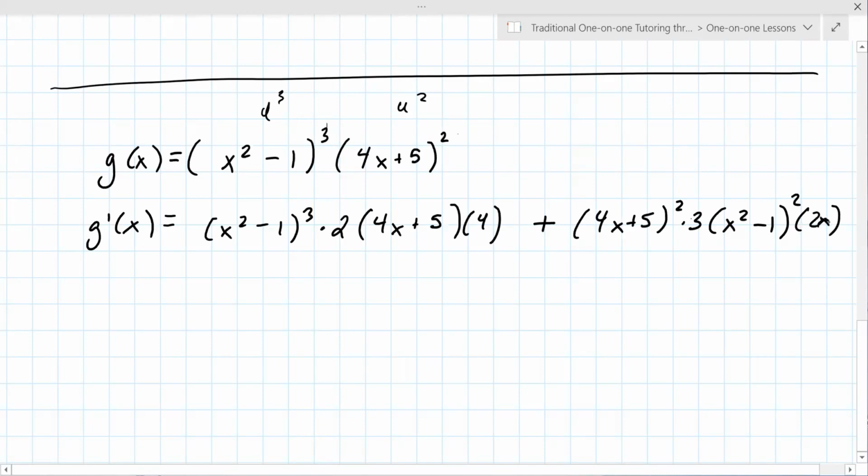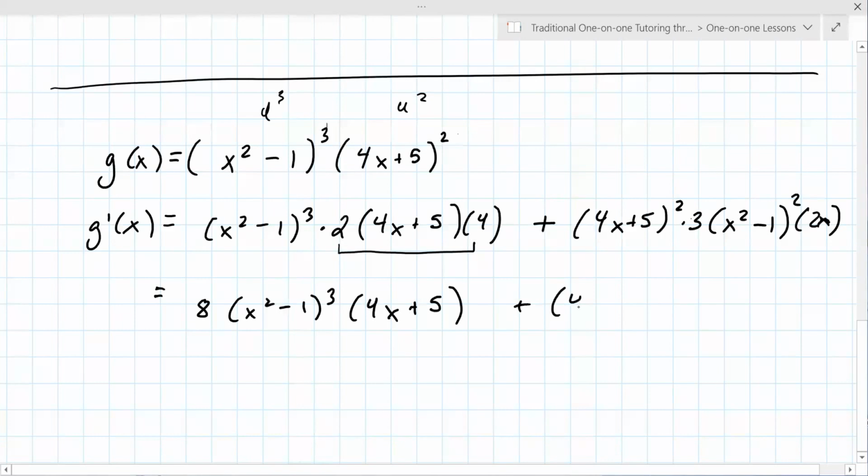And then we should just do a tiny bit of simplifying, at least in this problem, because this is not how the answer would be presented. So they would for sure take the 2 and 4, multiply them together. Let me just leave it in an unfactored form for the moment. And then you get 4x plus 5 squared. 3 and 2x gives you 6x. And then you would have this x squared minus 1 squared.